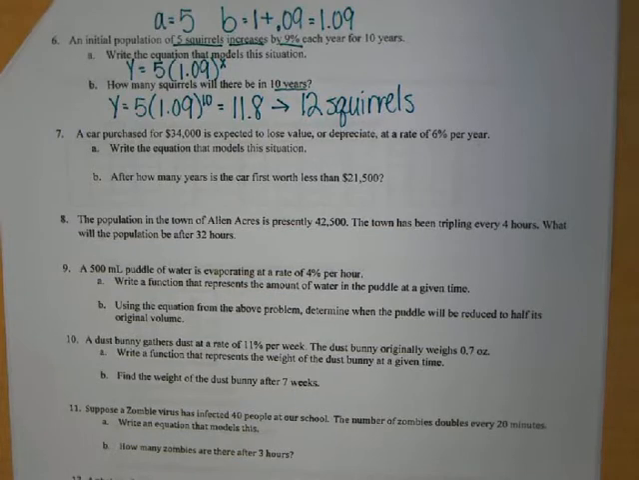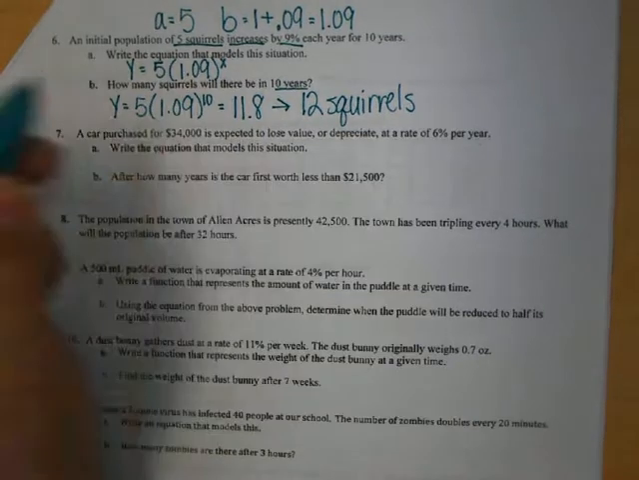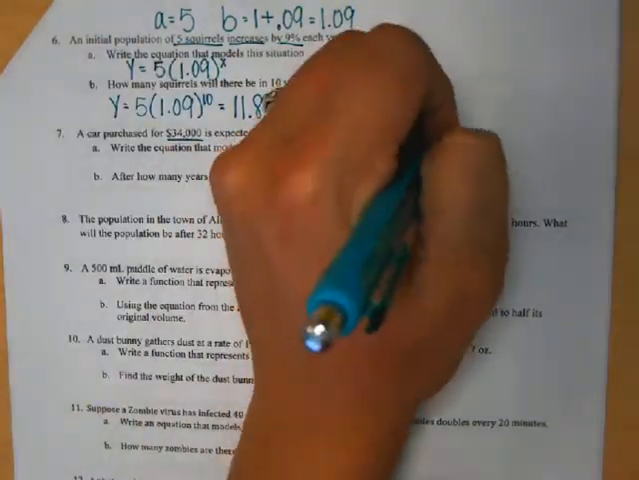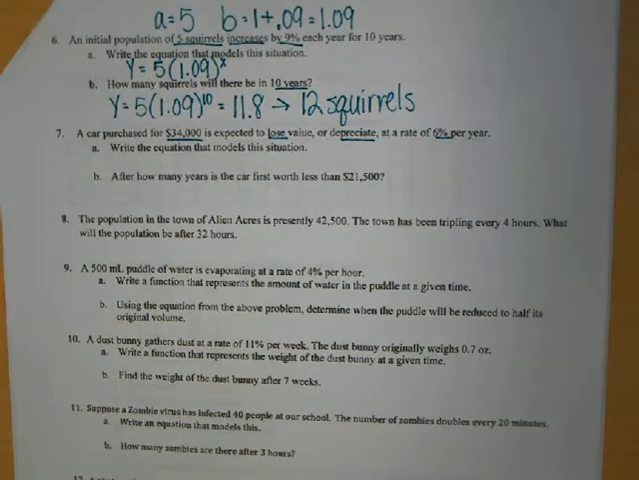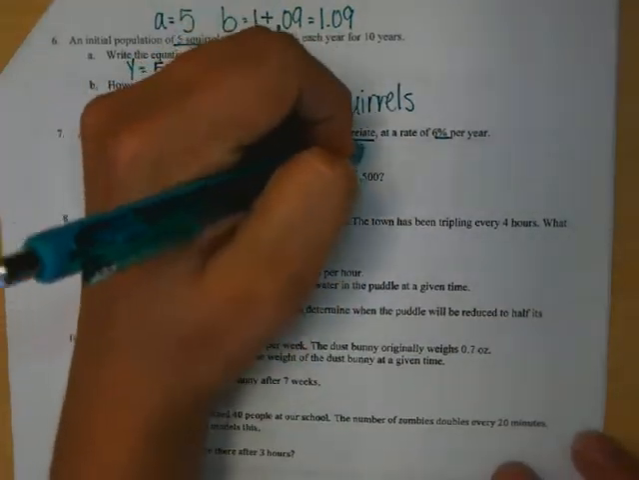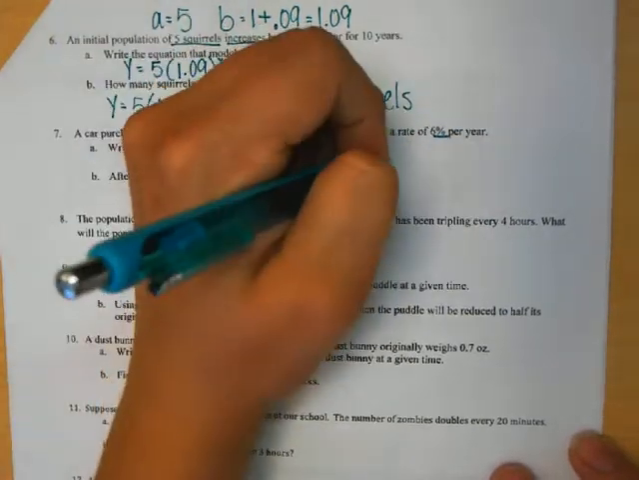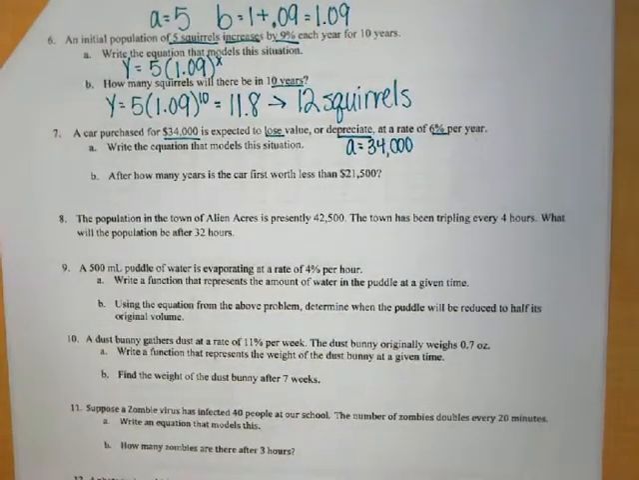All right, number 7. A car purchased for $34,000 is expected to lose value, or depreciate, at a rate of 6% per year. Want us to write an equation. So A is what I start with. I start with $34,000. That's how much it costs at the beginning.